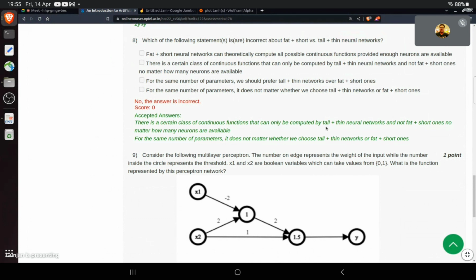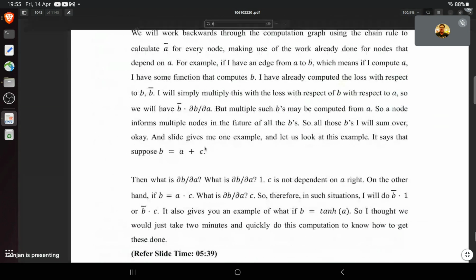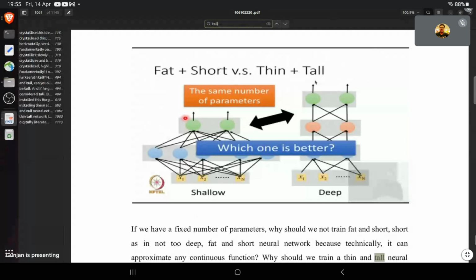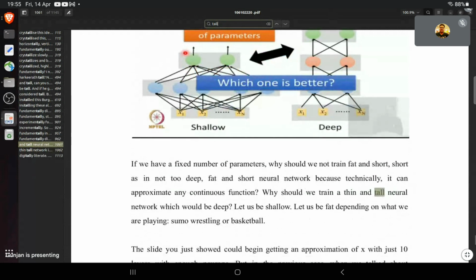Fat means that there are a lot of parameters in one layer, but few hidden layers. Do you mean it's the number of neurons? I think thin or fat depends upon the number of neurons, and as far as tall is concerned, it is the number of layers. The number of parameters is the number of nodes in one layer, that means neurons. If we have a fixed number of parameters, why should we not train fat and short?